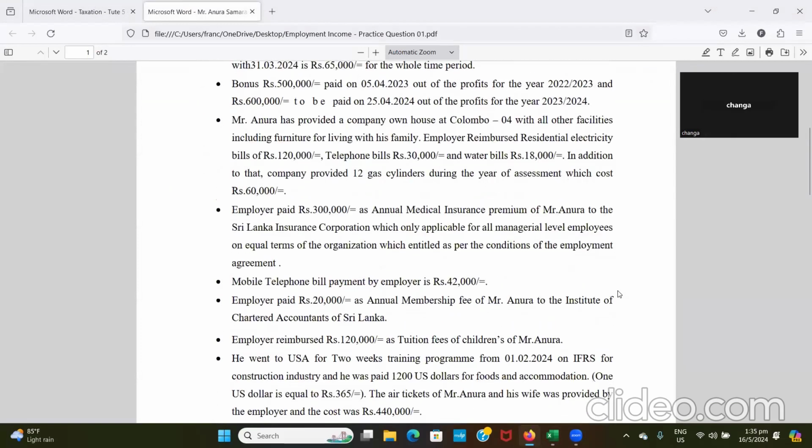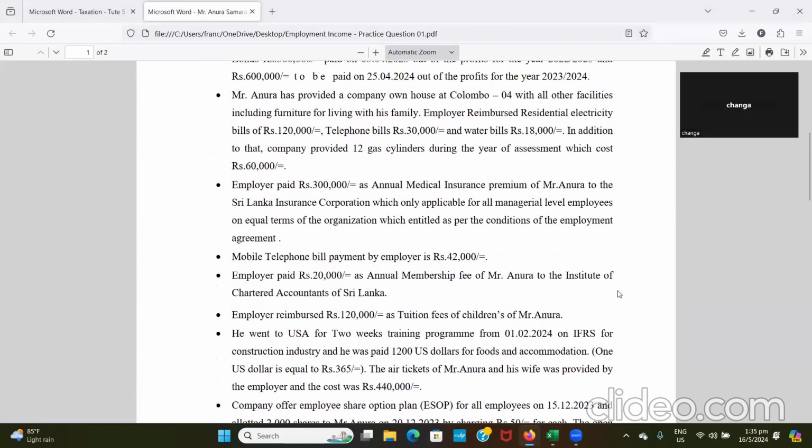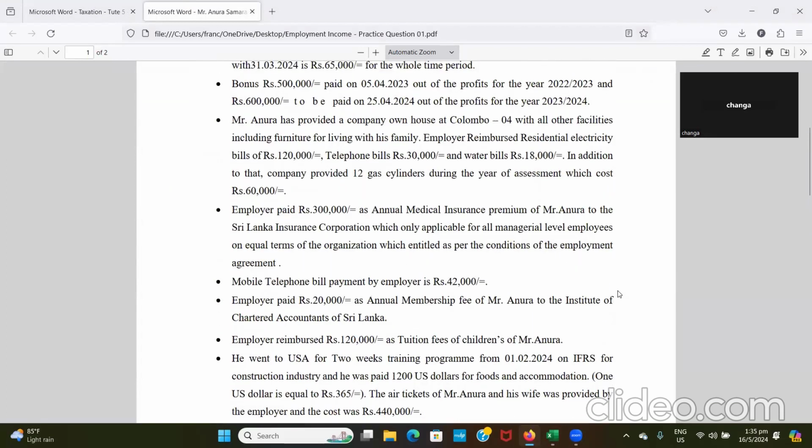Francisco, I have one question. So the 600,000, it's not taxable because it's within the next year of assessment. Don't we have to write that it's bonus for the year 2023-2024 and not taxable? Is that wrong?